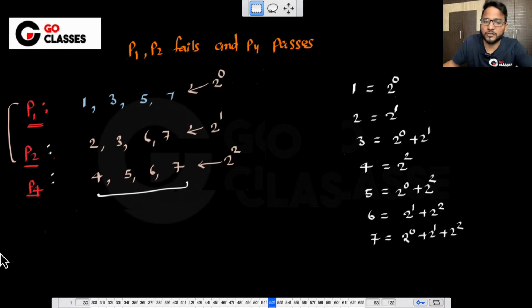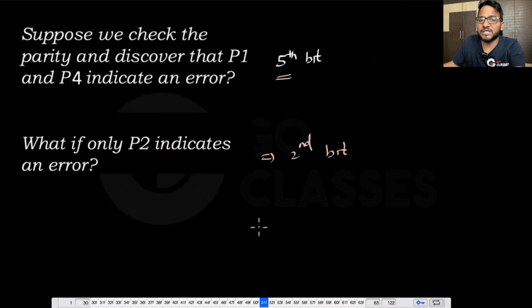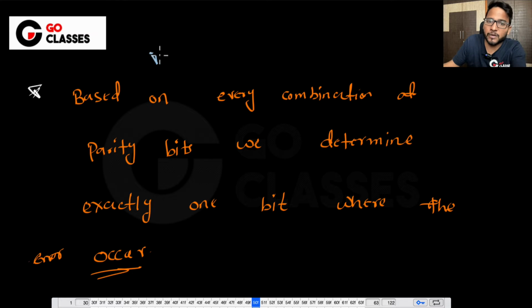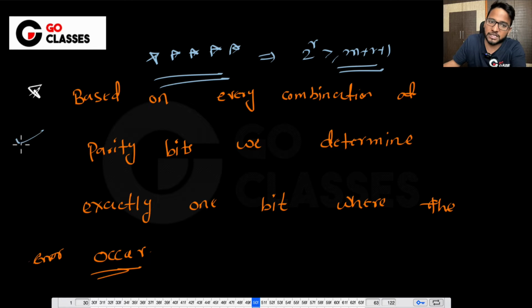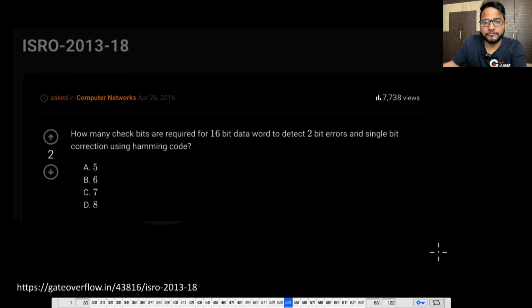You do not need to know much of this, but if you just know how it is working, it is fine. But this takeaway is extremely important, and I will tell you why it is extremely important. This actually leads to a very nice formula, which is 2 power r is greater than or equal to m plus r plus 1. And this formula is just driven by this one nice takeaway. Okay, so let me move further. Let's see this question, and after this question we will try to develop that formula.